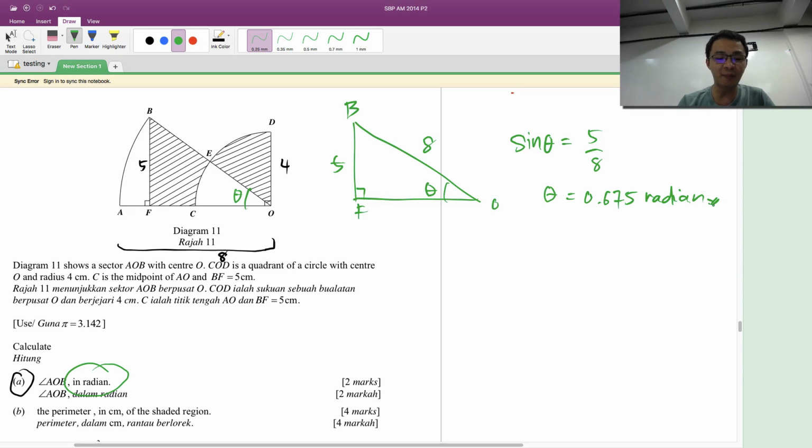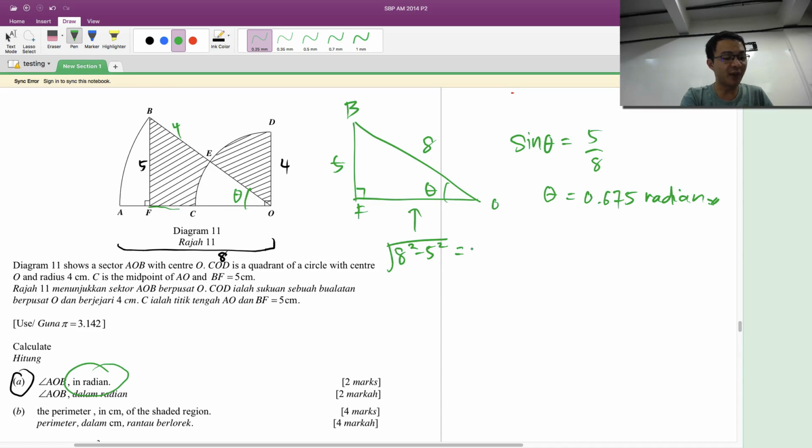Then it asks you to find the perimeter of the shaded region. The 5 over here I already have. And if this one is 4, definitely this is 4 also. So B to E is 4, I have already. And this one is 4, have already. Of course, this one I don't have, so I better find O to F. I will use Pythagoras. In order to find this, I will use x squared minus 5 squared and then square root it.